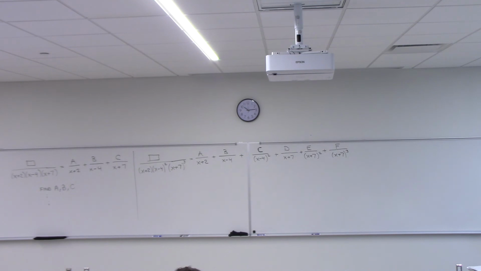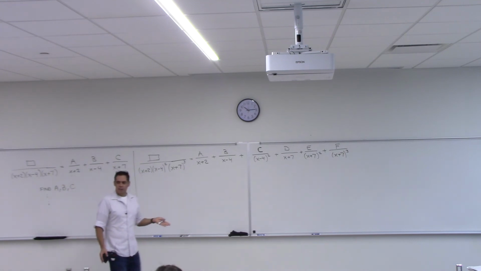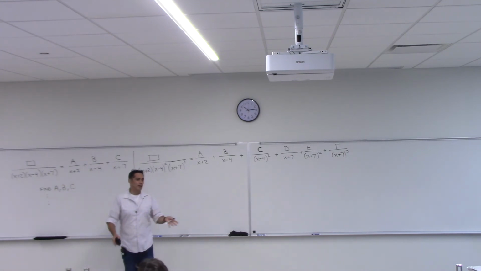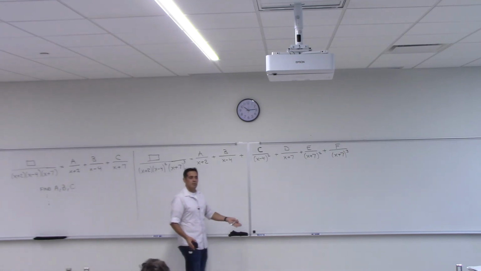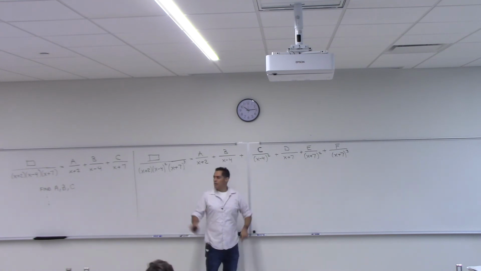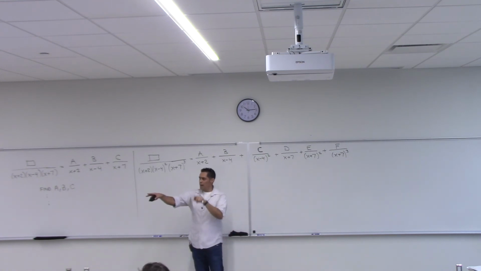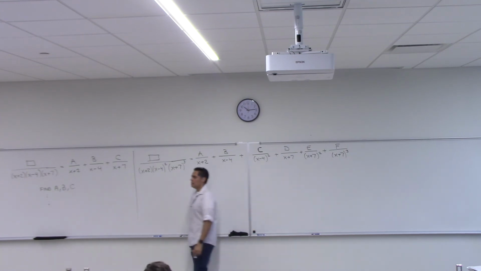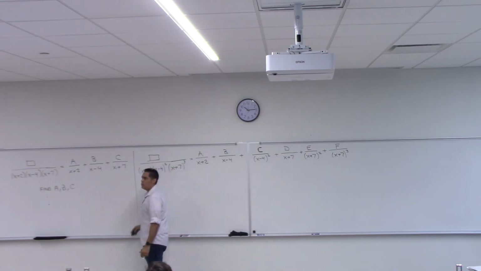Now here we don't use A, B, C, because what if you have 100 linear factors? It's not going to happen here, but what if you did, right? You would run out of letters, right? A, B, C. But if we use subscripts, A sub 1, A sub 2, A sub 3, then we don't run out of letters.